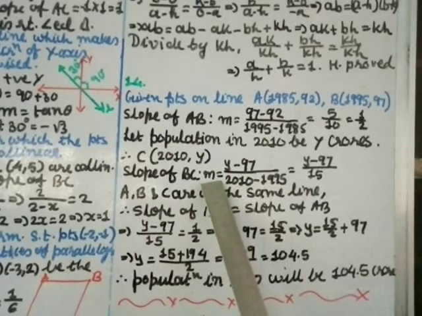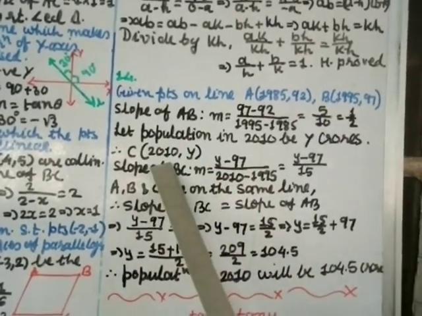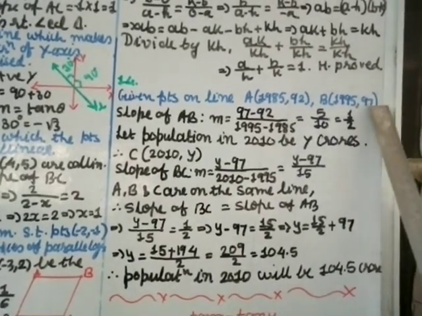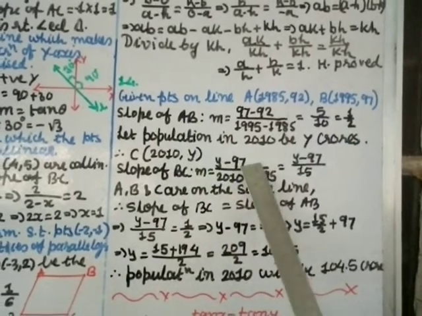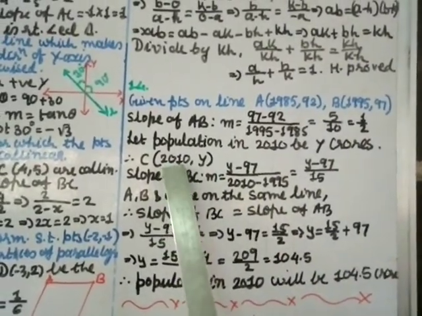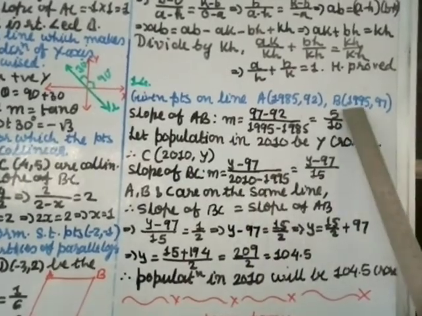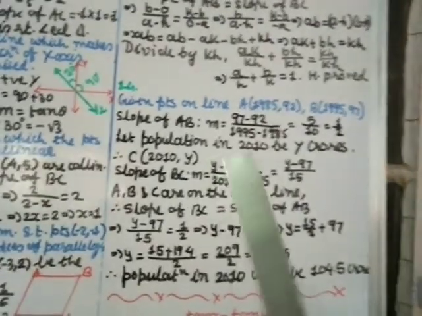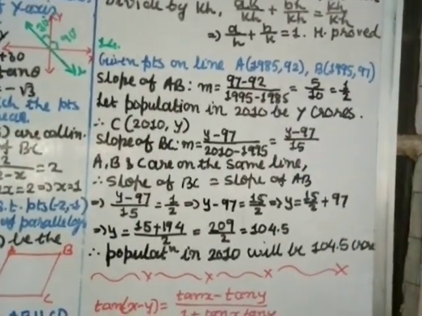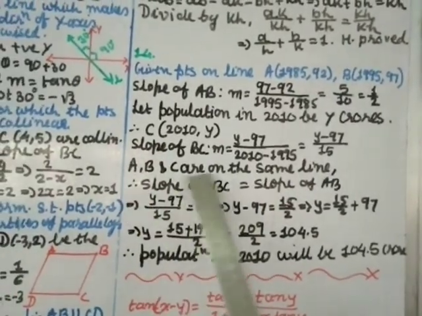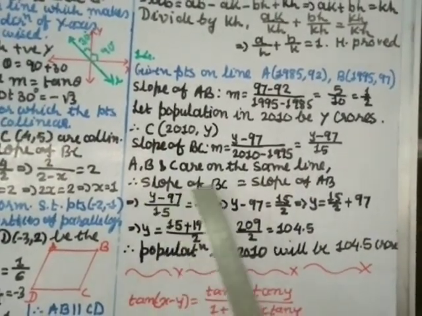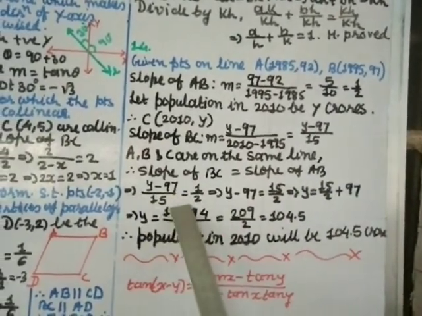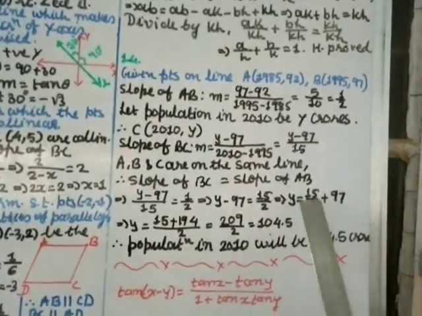Now slope of BC, m is equal to, now B and C I'll find the slope, so if you take 97 as y2, then y2 minus y1, so y minus 97, and x2 minus x1, so x2 is this one, 2010 minus 1995, and this difference is 15. Now this C also is on the line, that means all 3 points A, B, C are on the same line, so they are collinear, so we can say slope of BC is equal to slope of AB. So slope of BC is y minus 97 by 15 equal to slope of AB we found here, 1 by 2, so put here 1 by 2.